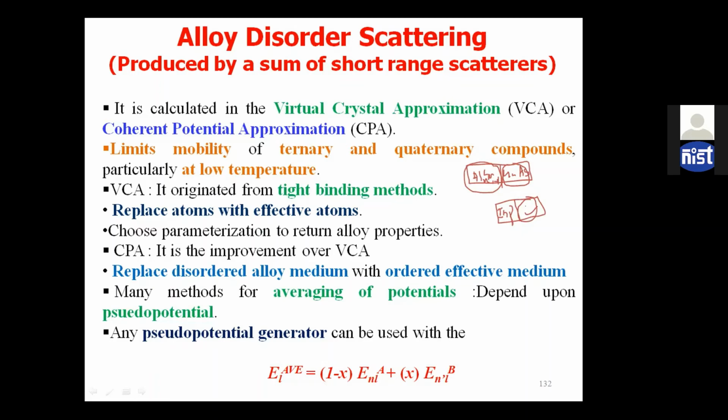That alloy is scattering. So this VCA, which originates from the tight binding methods, replaces atoms with effective mass. So here you choose a parameterization to return alloy properties. That means any zero potential which is generated can be used, and the average energy is equal to 1 minus x times the energy of material A plus x times the average energy of B. That means this x is the alloy concentration.